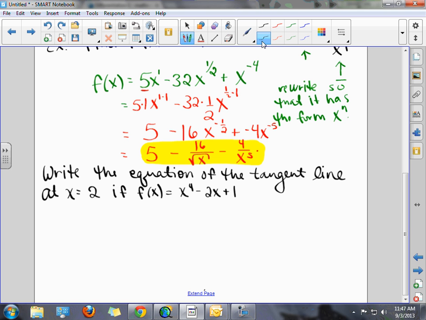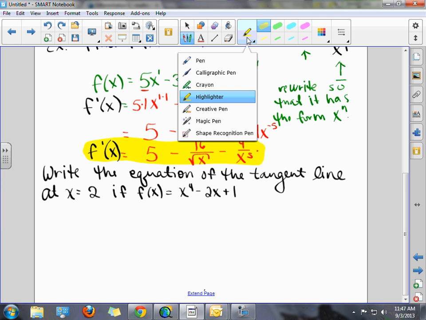Okay, so now let's see if we can use this power rule, which makes everything nice and simple, to write an equation of a tangent line. This would be f prime of x. Let's fill in so everything's nice and complete. And so this is my f prime of x right there, my derivative as a function of x.